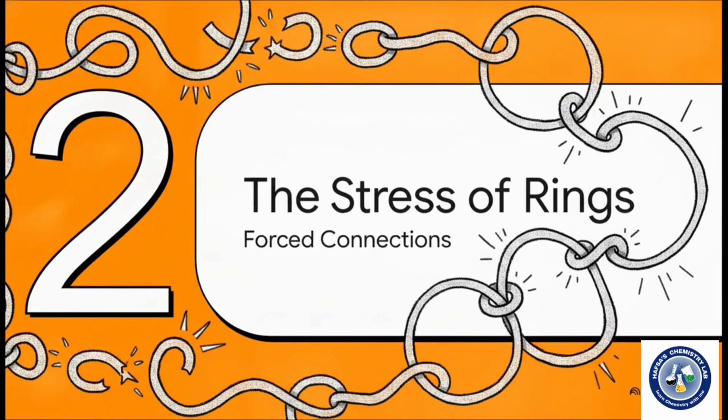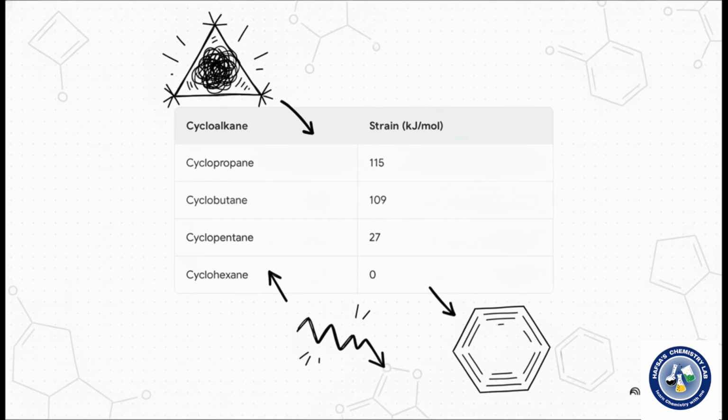Moving on to Section 2, the stress of rings. Let's talk about forced connections. So what exactly happens when we take those comfortable chains and forcefully bend them into tight loops? Well, we can actually measure this stress or strain by looking at the heat released when the molecule burns. Consider cyclopropane. That's a 3-carbon ring.